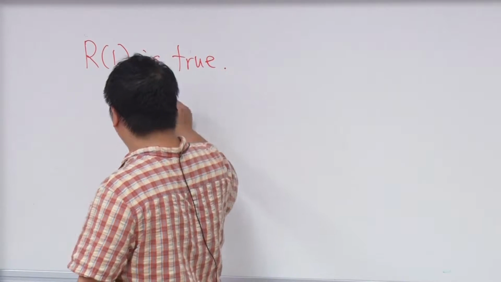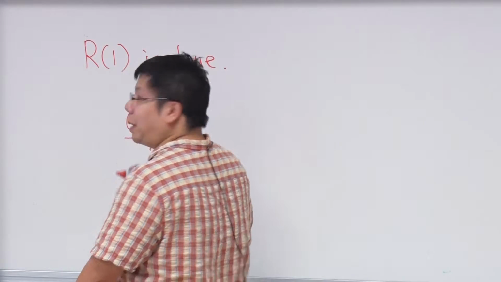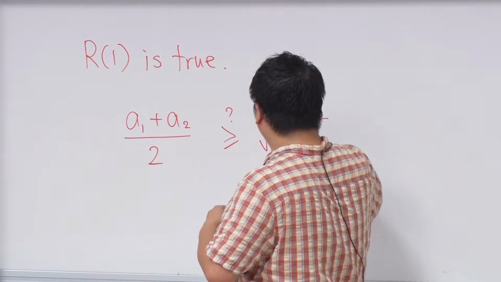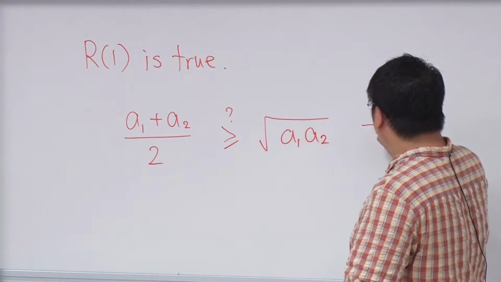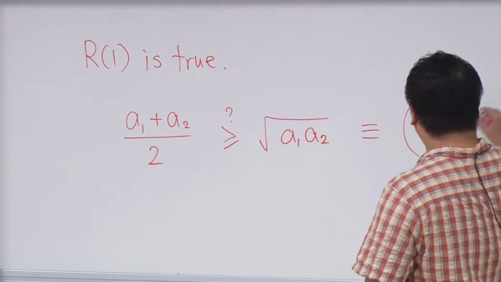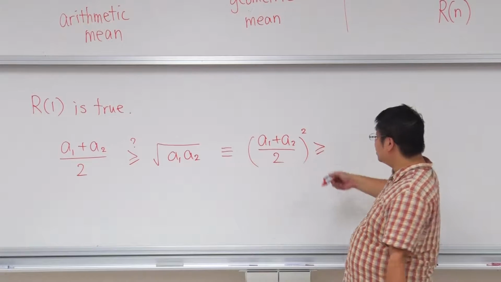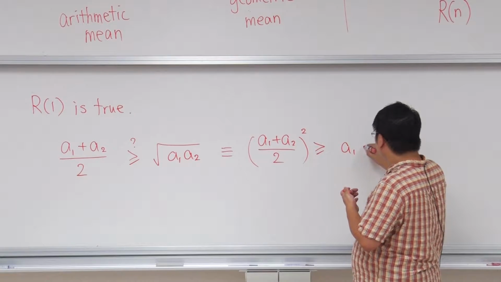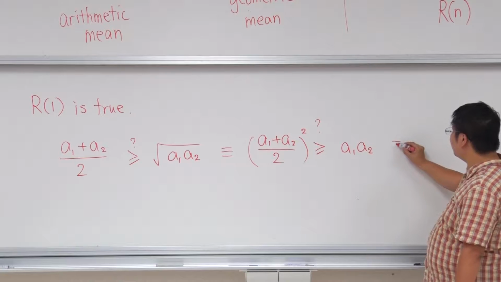So R2 is what? If we look at a1 plus a2, we want to divide this by 2, and then we look at whether it is greater than or equal to the square root of a1 a2. Is that okay? We don't know. But this is equivalent to checking whether ((a1 + a2)/2) squared is greater than or equal to a1 a2. All of them are non-negative, so we square both sides and it still holds.